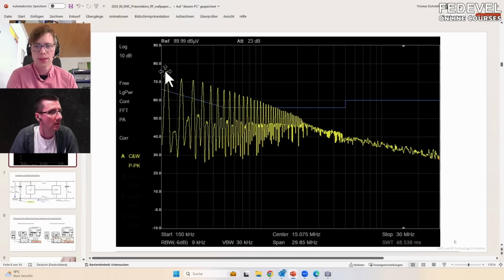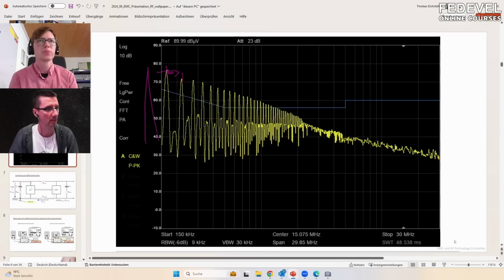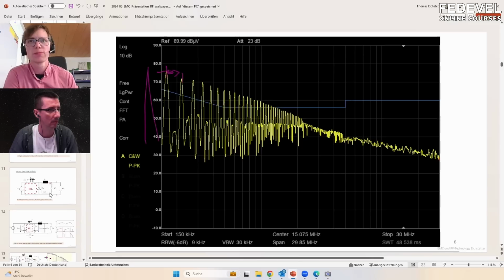The switching frequency can be estimated also very easily here by these two lines. The difference is 55 kilohertz. And then you know, okay, there has to be an additional line here. But here we actually only need, let's say, about 20 to 50 dB attenuation. This would be sufficient. But let's see what we have.